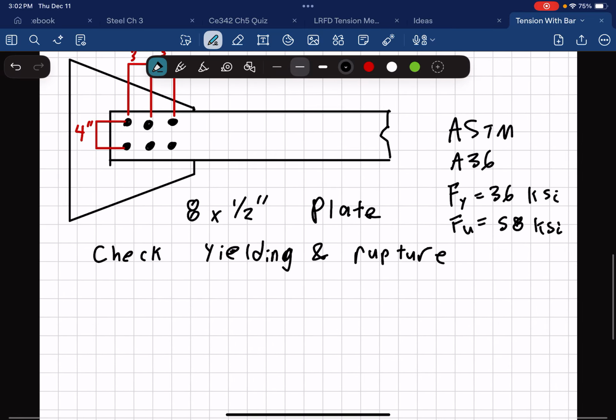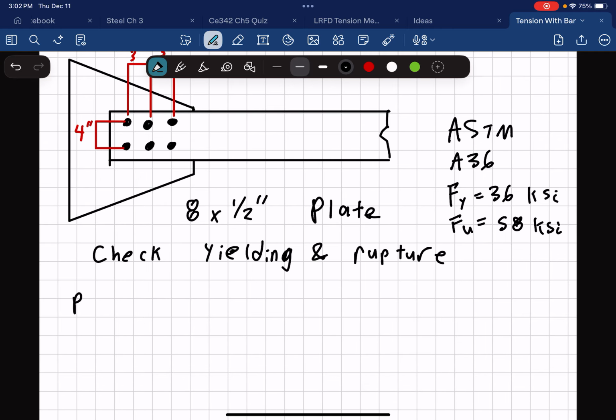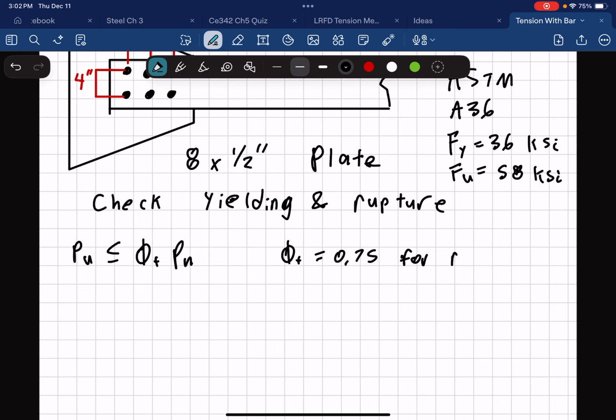So if we're going to check yielding and rupture, we have 2 equations. We have Pu, since we're doing this in LRFD, has to be less than or equal to phi t, or tensile, we could say, times Pn, which is the nominal strength. And this splits into 2 separate equations. So we have phi t equals 0.75 for rupture, and we have a value of 0.90 for yielding.